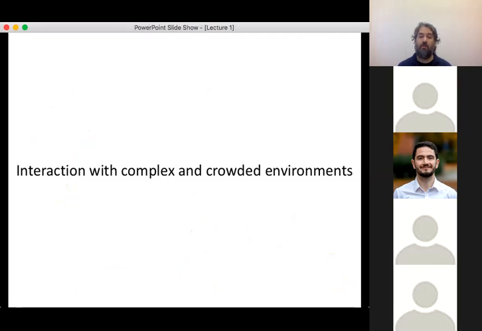Okay, so what can we do with the active Brownian particle? Well, active Brownian particles are a very good tool to understand, in a very simplified model, how agents can interact with a complex or crowded environment. And what I will do in the next 20 minutes is to give an overview of some examples which might also motivate or inspire possible projects you might do during the course.